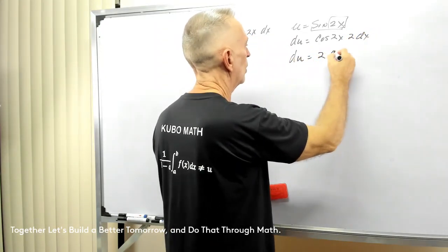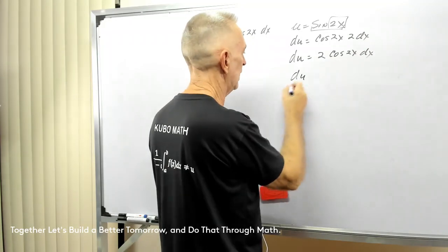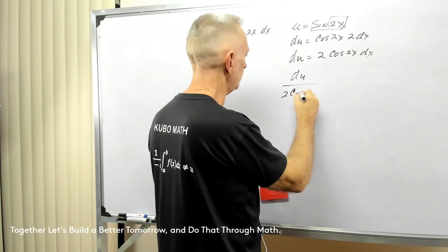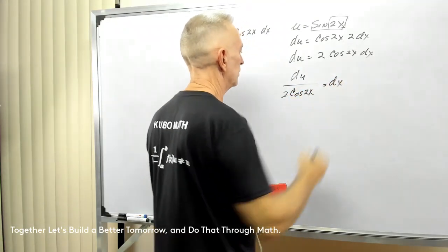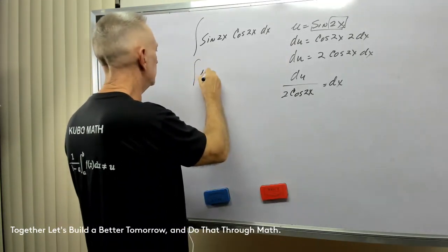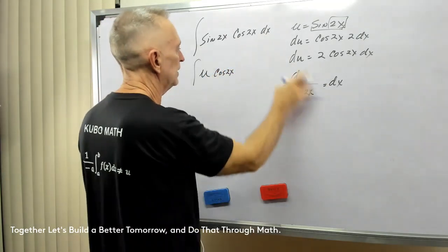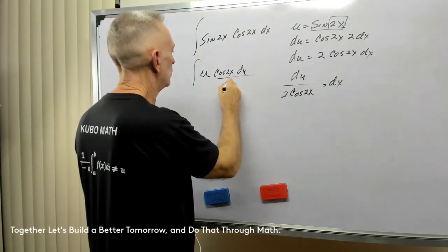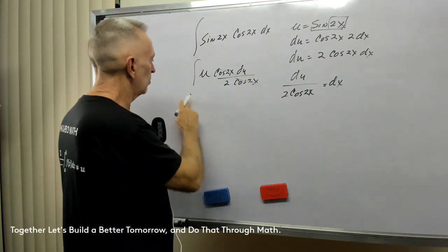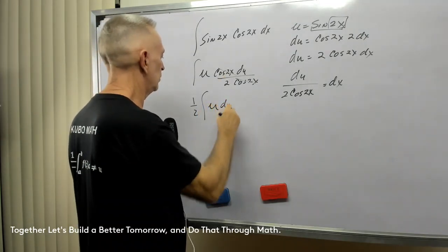That's 2 cosine 2x dx. So if I isolate dx, divide both sides by 2 cosine 2x, equals dx. Now then, what do we have? We have the integral of u times cosine 2x, and we're replacing dx with du over 2 cosine 2x. You can see this cancels with that. I'm going to bring the 1/2 to the outside, u du.